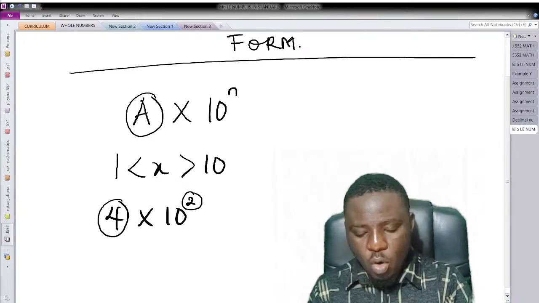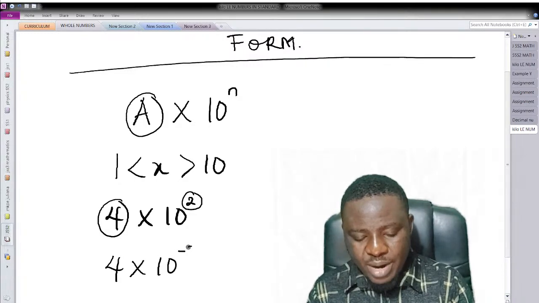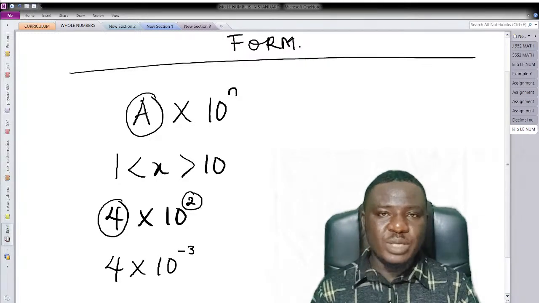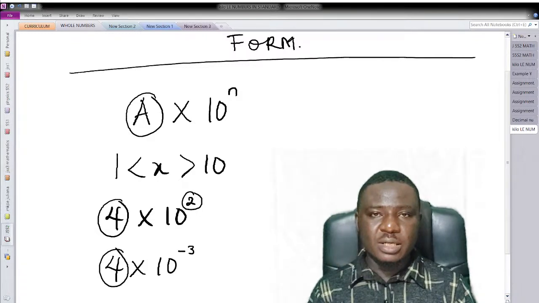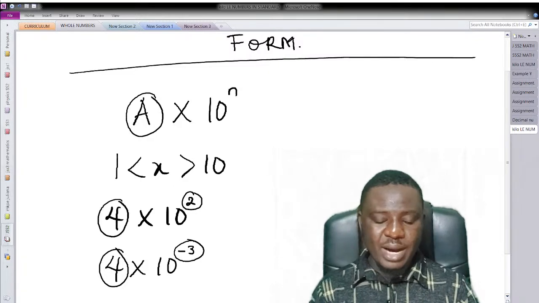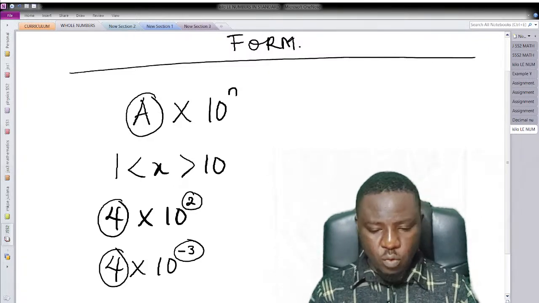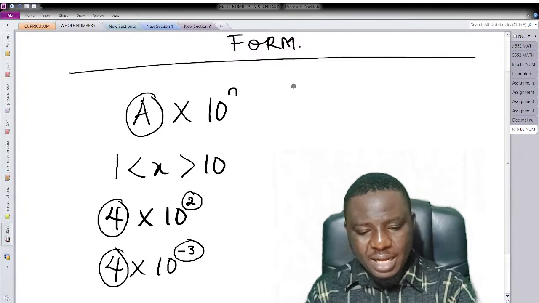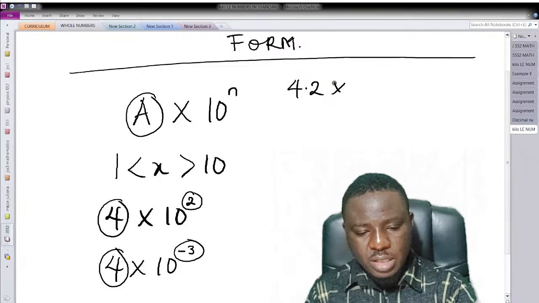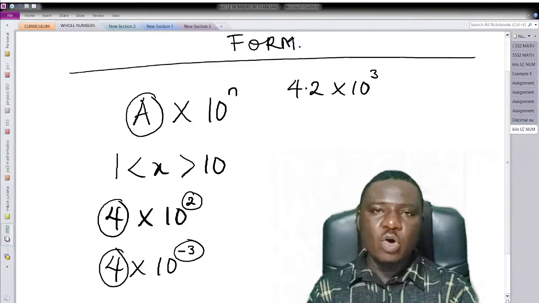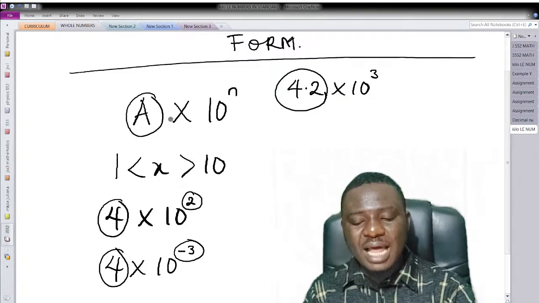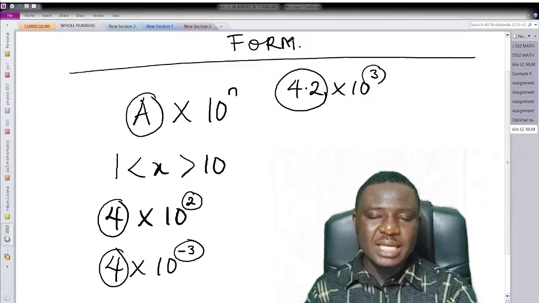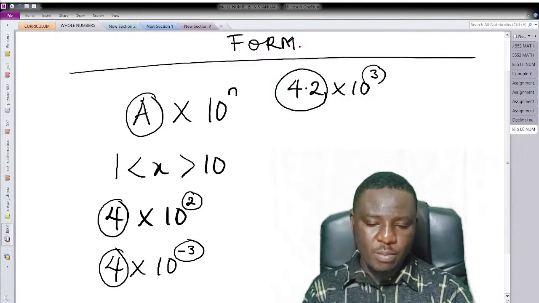Or when we have a number 4 times 10 raised to the power of minus 3, this is said to be in standard form because 4 is greater than 1 but less than 10, and minus 3 is a negative whole number. Numbers like 4.2 times 10 raised to the power of 3 are also in standard form because 4.2 lies between 1 and 10, and n is a positive whole number.